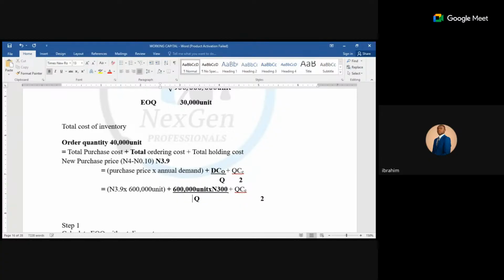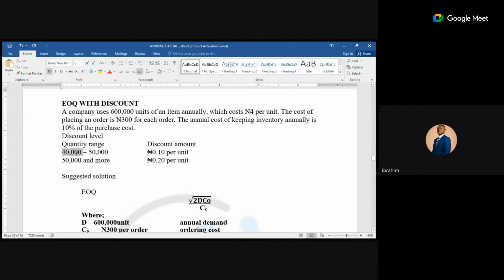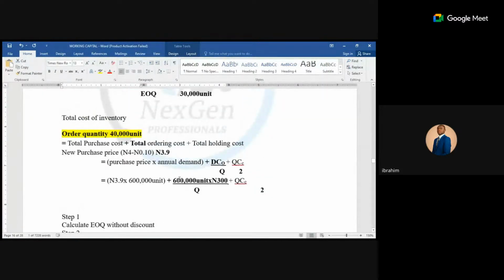Now, class, the quantity is now 40,000 because we are picking a range 40 and 50. Then we'll give them discounts. So the order quantity now is 40. The other one will be 50. Can you see it, class? So the order quantity is 40. Q is 40 because we are in discounts, right? And the discount should be based on the order quantity, 40,000 units.